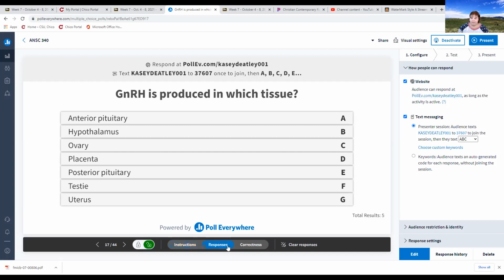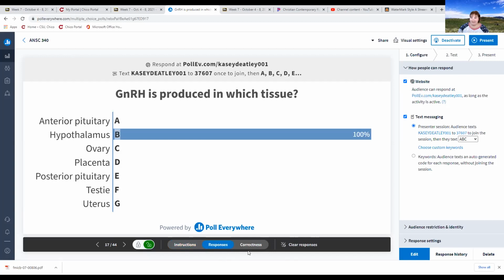Okay. See where our responses are at. Everybody is on the same page. Fantastic. Yes, gonadotropin releasing hormone is produced in the hypothalamus. Good job, guys. All right, next question.